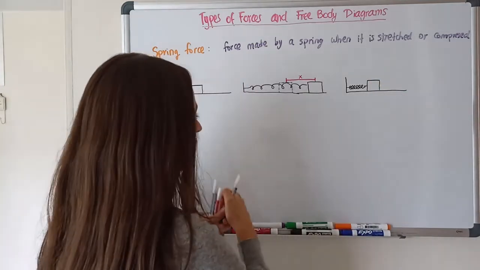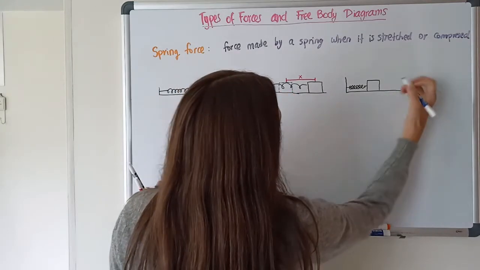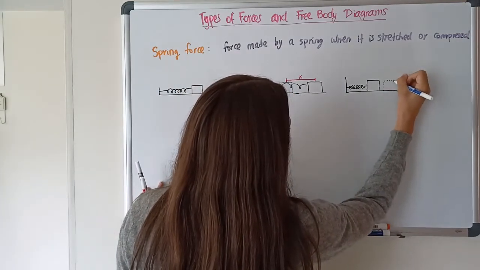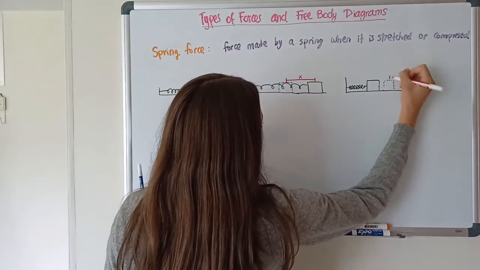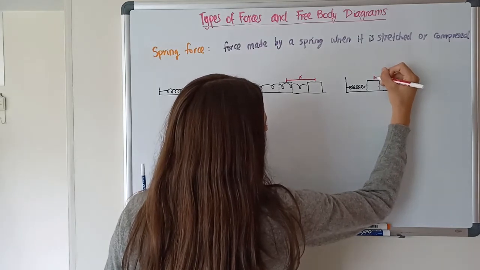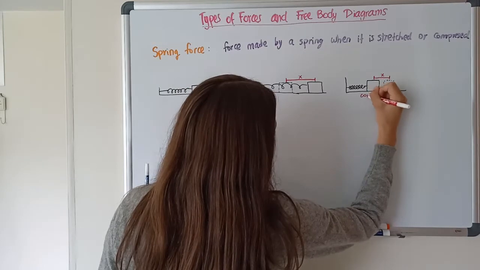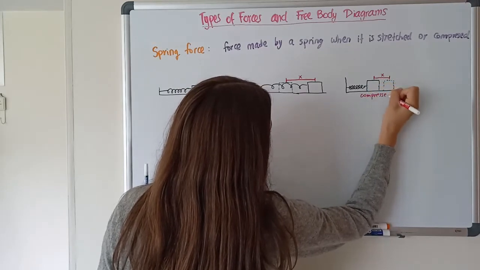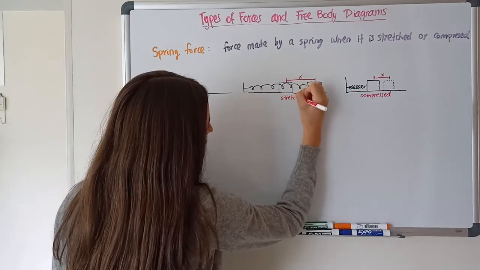And before, it used to be all the way over here. So if we wanted to see how compressed the spring is, we would see where the box was before, the center of the box, and where it is now, and this would be the compression distance. So this is a compressed spring, and this is a stretched or elongated spring.